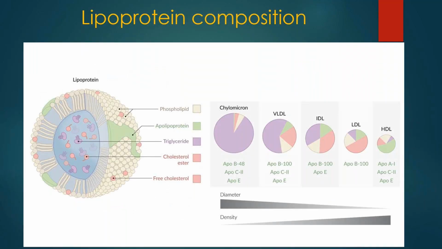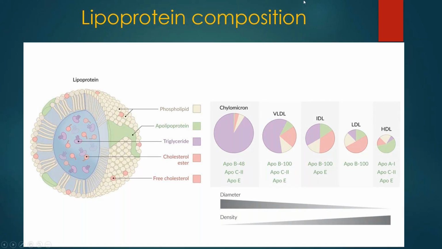So I've told you that once the fatty acid gets inside the liver cells, it can either be stored in the form of lipid droplets or be exported out. VLDL is the major form of lipoprotein which is secreted by the liver, and it consists basically of triglycerides.